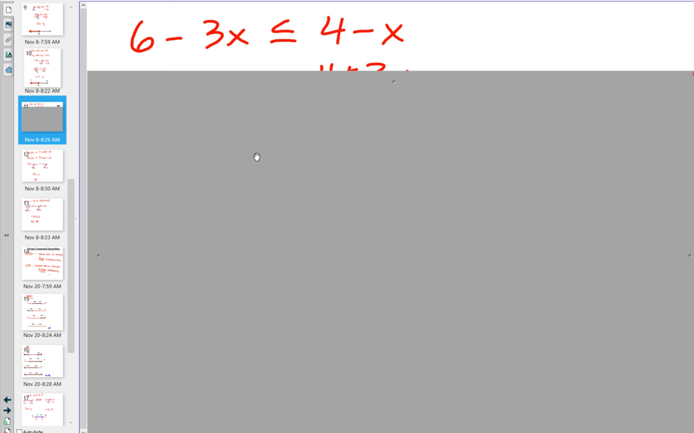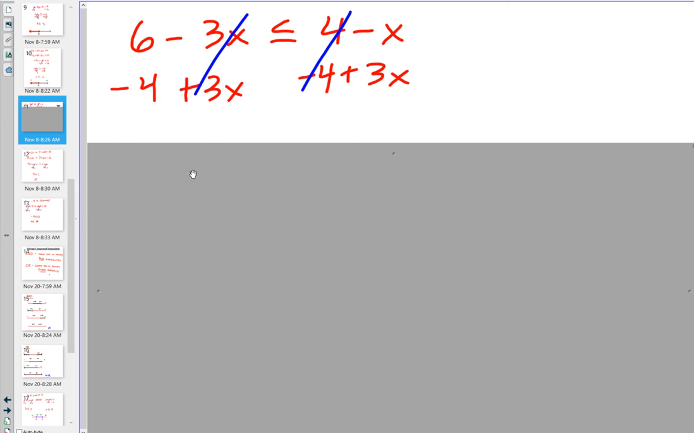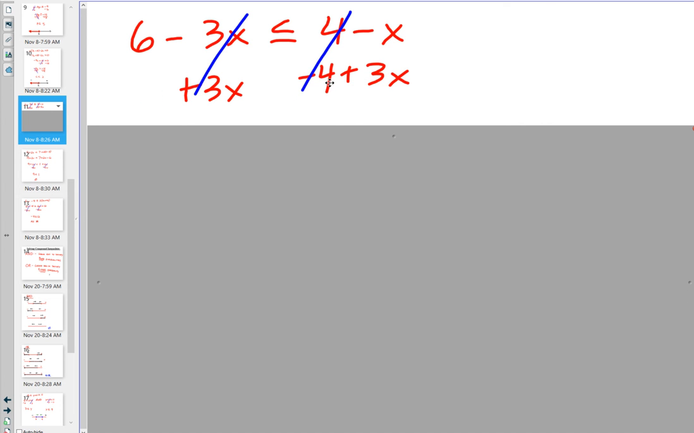I like to live dangerously, so I like to move the smaller coefficient in front of the x. What's smaller, negative 3 or negative 1? Negative 3, so I'm going to add 3x to both sides. Once I do that, the 3x's take over the right side. And if you don't have an x, you're no longer welcome. So who needs to go bye-bye? The 6.